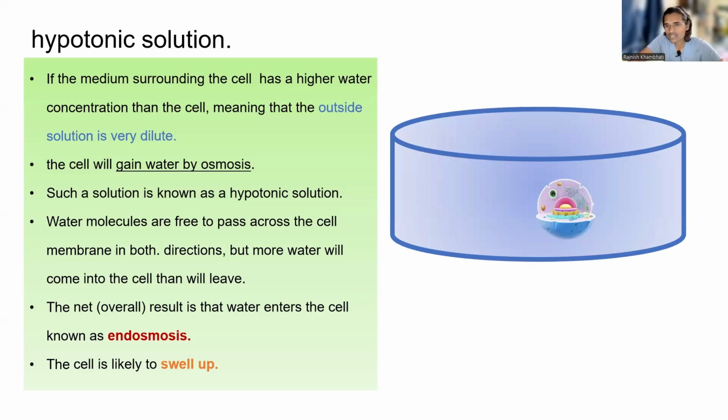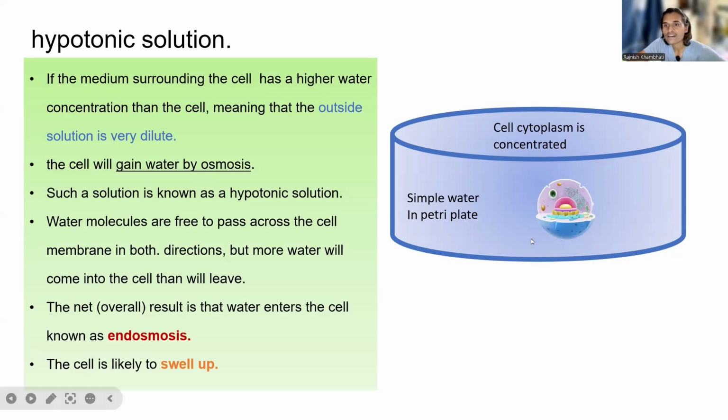Now this is the diagram. A Petri plate is there. I have put one cell inside and there is simple water outside in the Petri plate. That means outside there is nothing. But inside the cell, there is some concentration present. So the cell cytoplasm is concentrated, meaning inside the cell, low water is there, and outside the cell, high water is there.